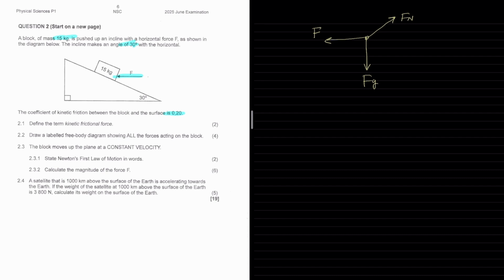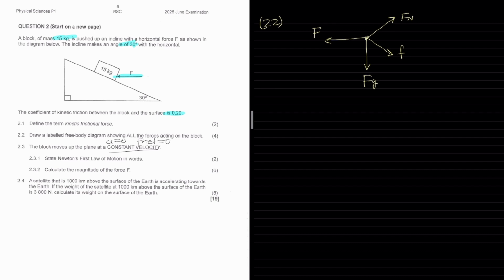There is kinetic friction, and since it's going up, the friction is going to act down the slope like so. So 4 marks, 4 forces. Question 2.3, the block moves up the plane at a constant velocity. So constant velocity is quite important because it tells us that the acceleration is 0, and it also tells me that the F net is 0.